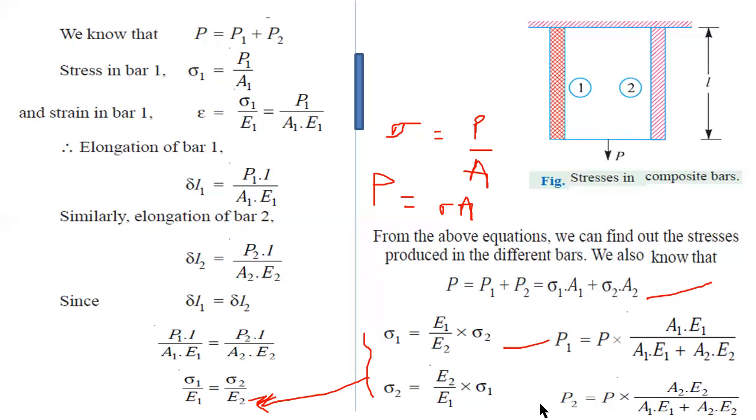There are other formulas also, by which you can find the values of P1 and P2. But in our problems, sigma 1 and sigma 2 are not given. So by using these two formulas, you have to find the values of the loads. After getting the individual loads, you will get the values of the individual stresses. So these are the important formulas used in our composite bars.